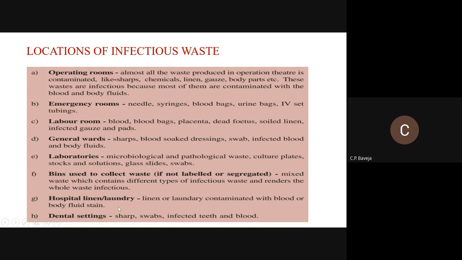Then hospital linen or laundry which is contaminated with blood or body fluids. Anything contaminated with blood or body fluids is infectious. Then dental settings, like sharps used for dental practice, swabs used, infected teeth and blood. These are the locations of infectious waste, the places from which you can get the waste.